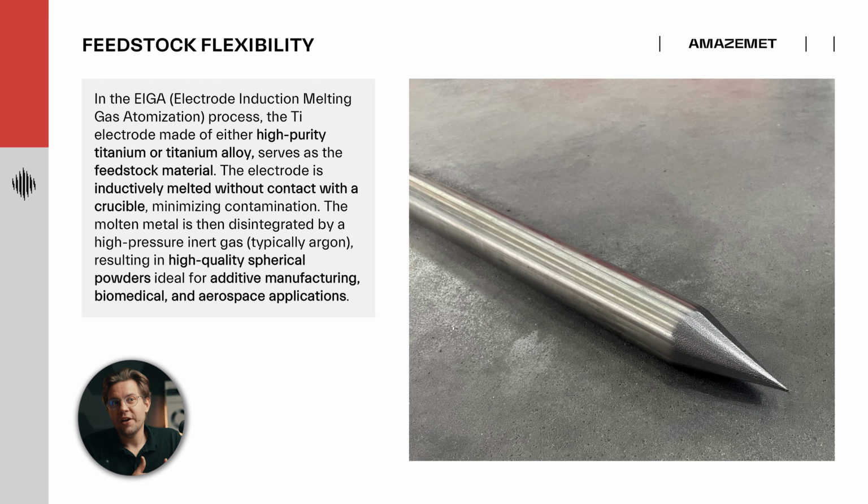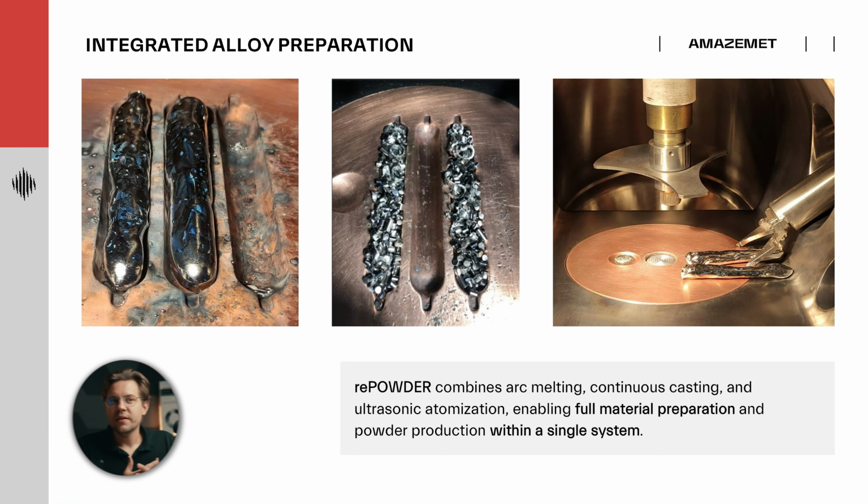We need to create an alloy, we need to cast it into such a bar form that requires a separate system. That is not an issue in the case of rePOWDER. There we can process basically any material form, and if we would like to have the highest throughput possible, it is possible to pre-melt it and, for example, continuously cast a bar that is used as a feedstock in atomization later on. That is not a problem for rePOWDER.